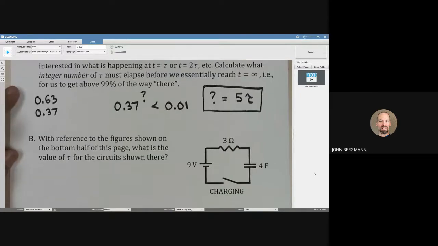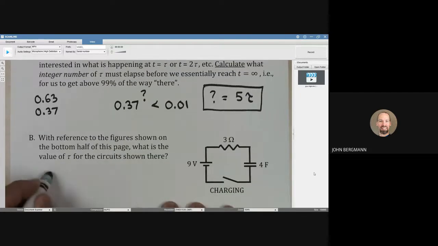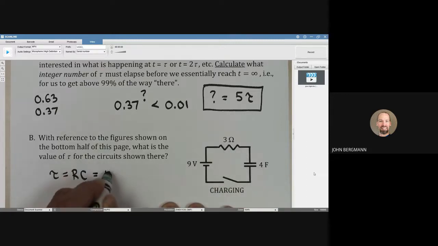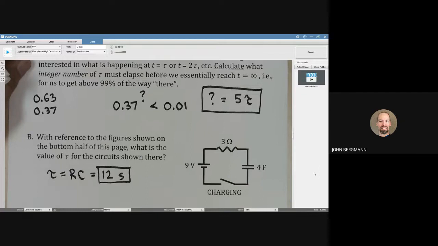What's the value of tau for this circuit here? Tau is R times C for an RC circuit. So that's going to be 3 ohms times 4 farads, which is 12 seconds, which is quite a long time constant, but that's how you would calculate that.